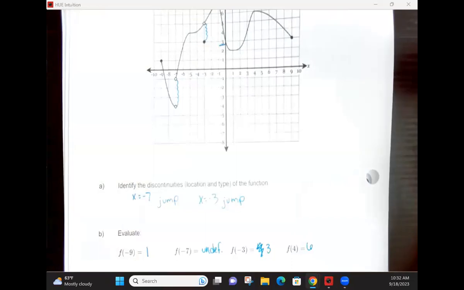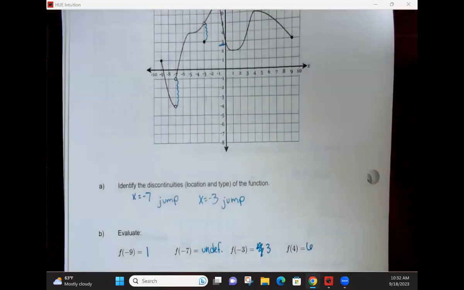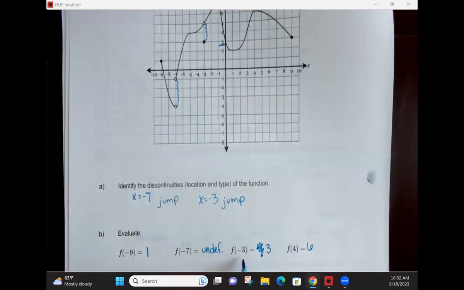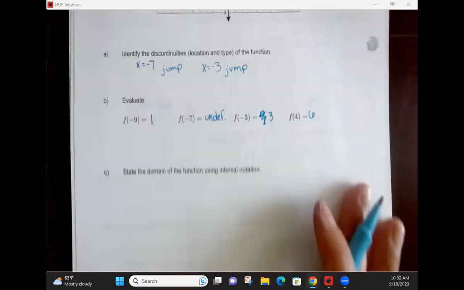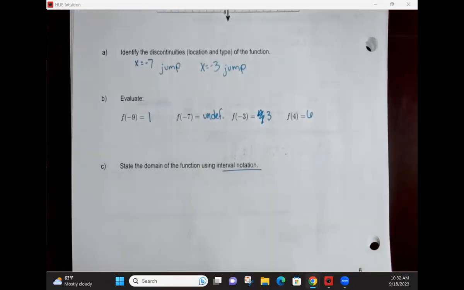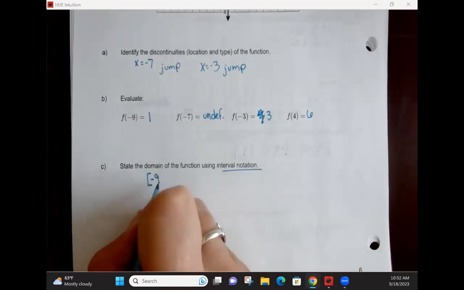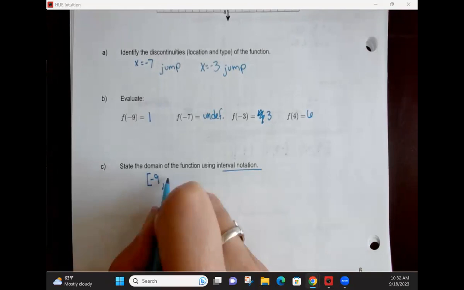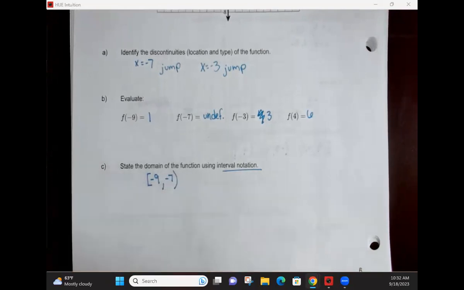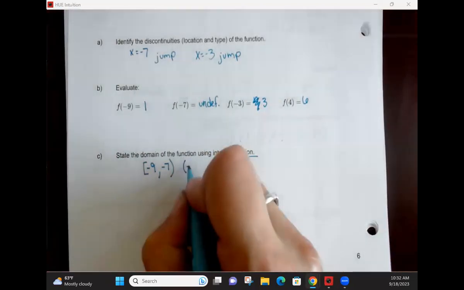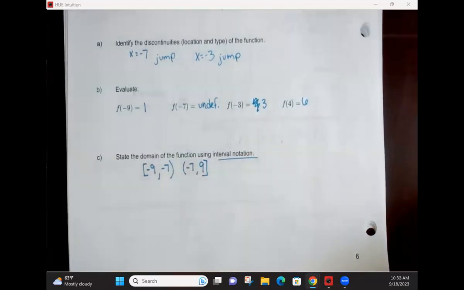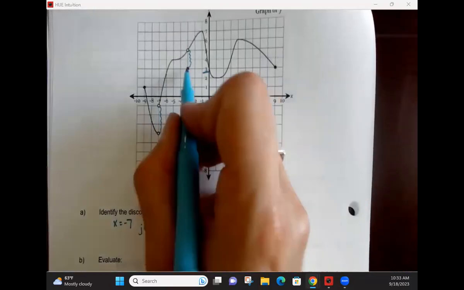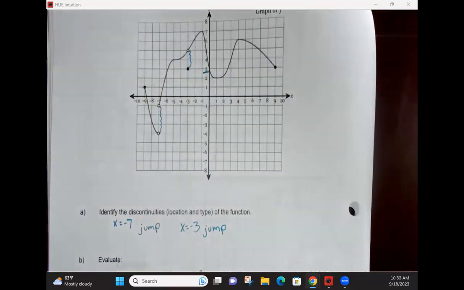That's why I said be careful when you give your domain for the last part. Do I need to exclude -3 from the domain? No, I have a y value when x is -3. So my domain here in interval notation would be -9, including -9, up to -7, but not including -7, because I don't have a defined value at -7. And then -7 to +9, including +9. We don't need to skip -3 because I do have a defined value at -3.